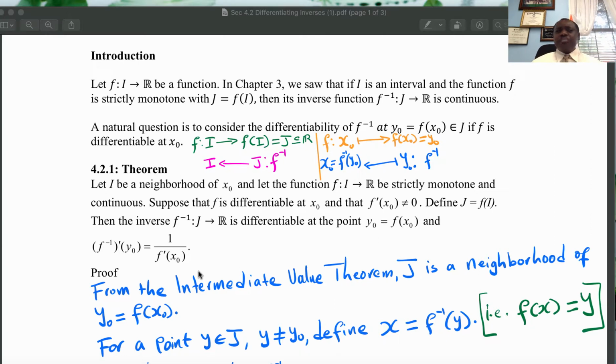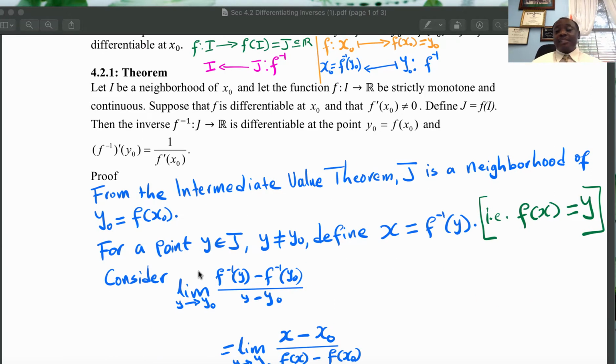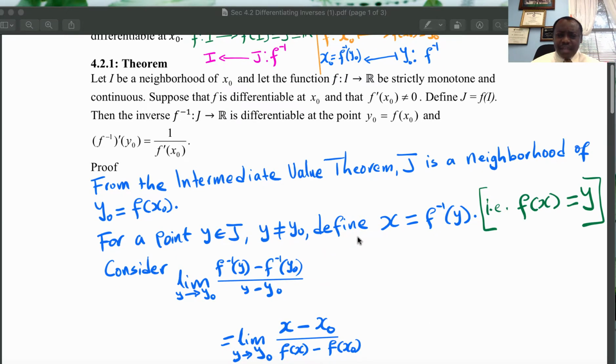Let's look at the proof. It's a beautiful proof. Now, from the intermediate value theorem, J is a neighborhood of y0. So we know that I is a neighborhood of x0 and J equals f of I. So J is a neighborhood of y0. Now, for a point y in J, y different from y0, let's define our x to be f inverse of y. Now, how do we come about that?